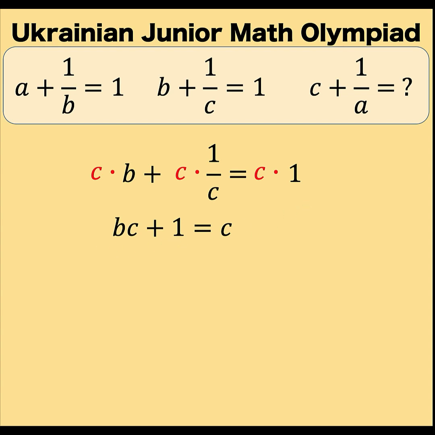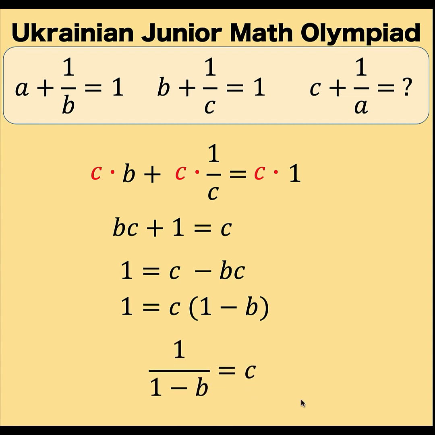Now, let's gather all the terms with variable c at the right side by subtracting bc from both sides. There's a common factor of c at the right side, so let's factor out c. And from here, we can now divide both sides of the equation by 1 minus b, and we now have our expression for c. Now, let's remember this result. We're going to use this later on.